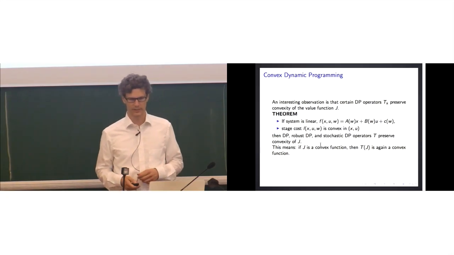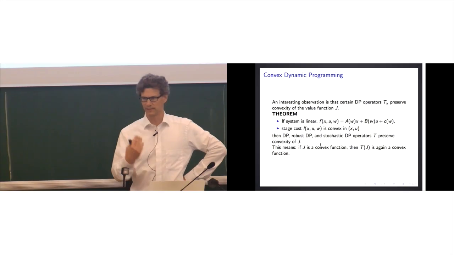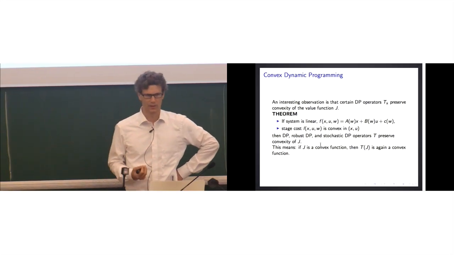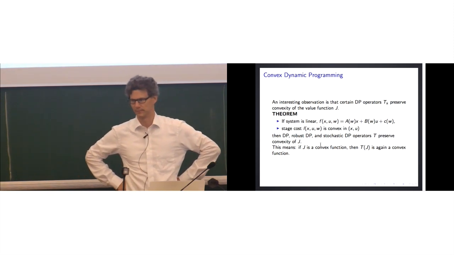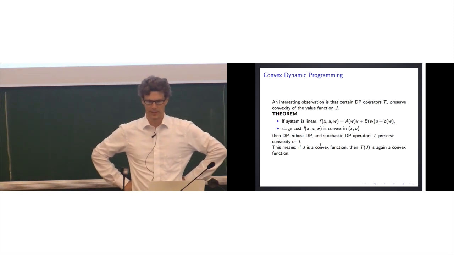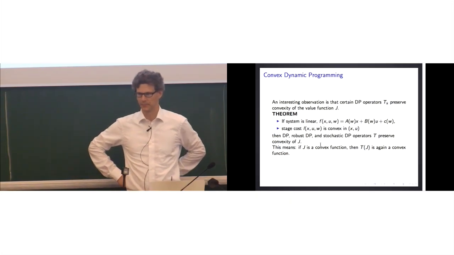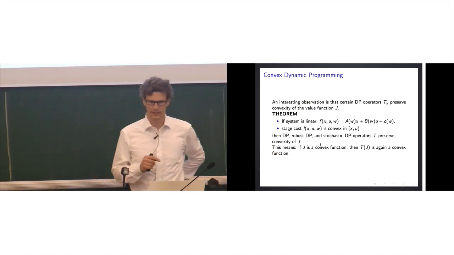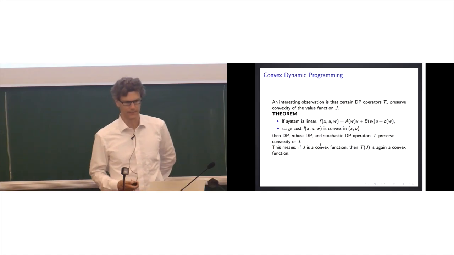So the matrix A depends on W, the matrix B depends on W, and an affine term depends on W. So all possible uncertainties are allowed, but it should be linear in X and U, or affine in X and U actually. And the stage cost should be convex in X and U together. For example, quadratic stage cost would have this property, and again it's independent of W. So the weights even for these quadratics could be depending on W. So everything is allowed here.